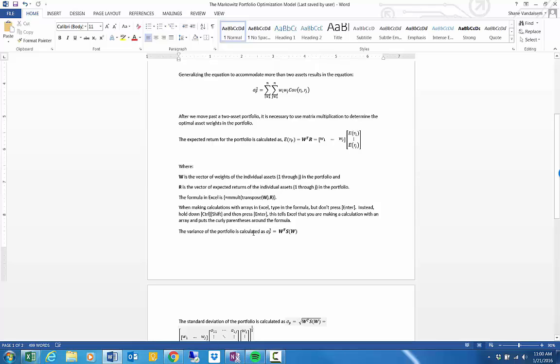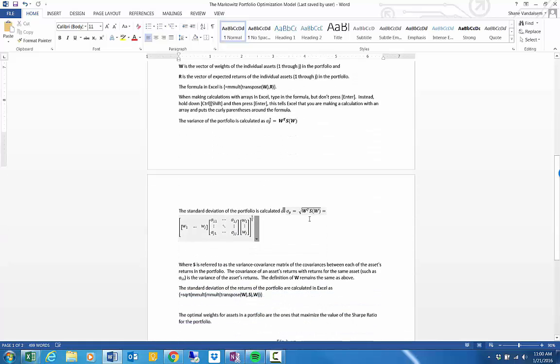The variance of the portfolio is calculated as the weights of each asset in the portfolio transposed, multiplied by S. S is the variance covariance matrix, and I'll demonstrate how to calculate the variance covariance matrix in Excel, and then multiplied again by the weights of the assets in the portfolio.